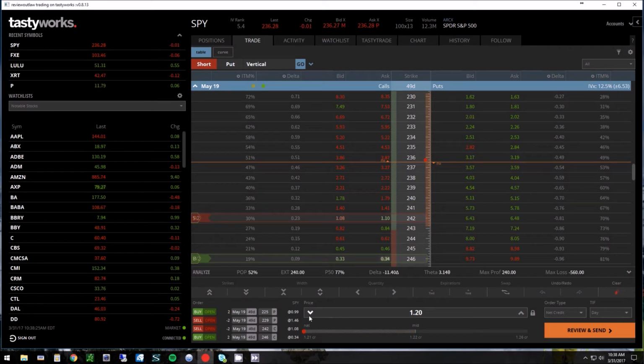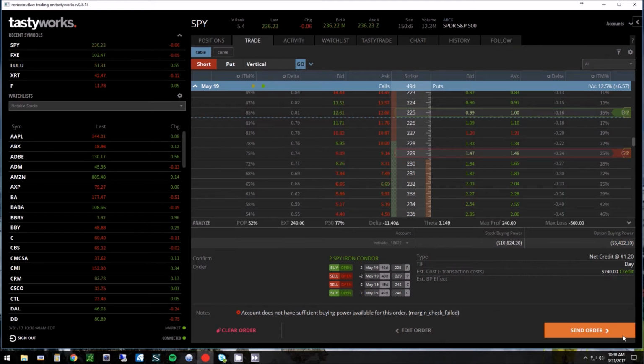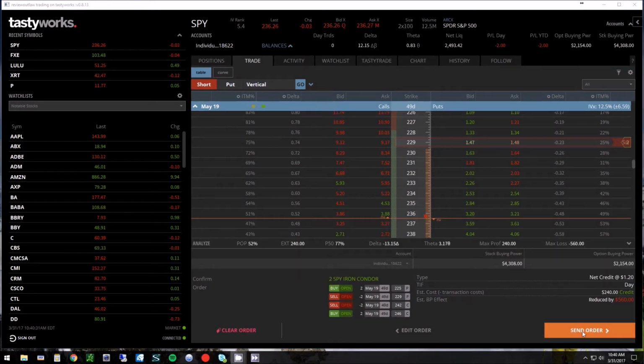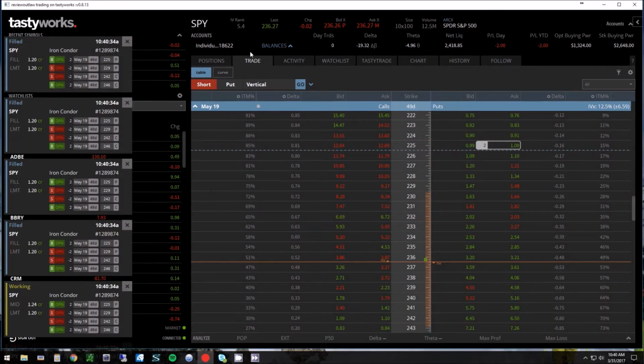I'm going to just tweak it down just a bit because I'm not getting filled at the mid. So I'm going to tweak it down and just review all my buying power effect and things like that. So basically my credit, and then because I'm doing 2, it's $2.40. And let's send this order. I'm going to hit send order. Oh, beautiful, that got filled.